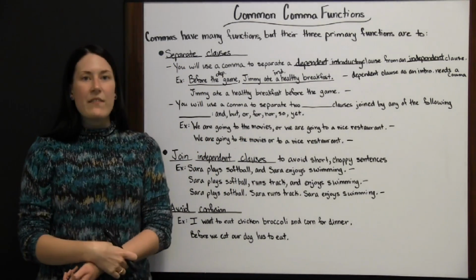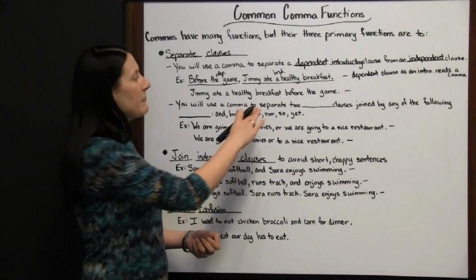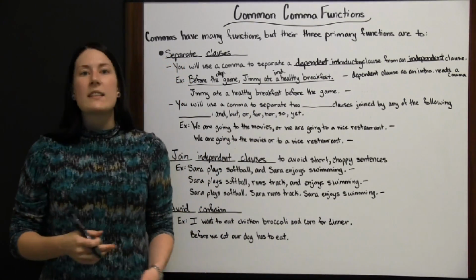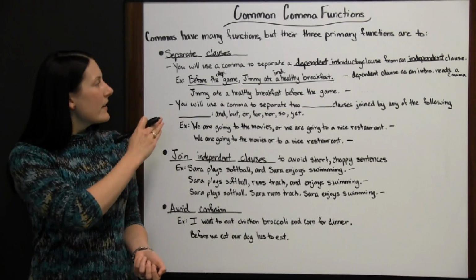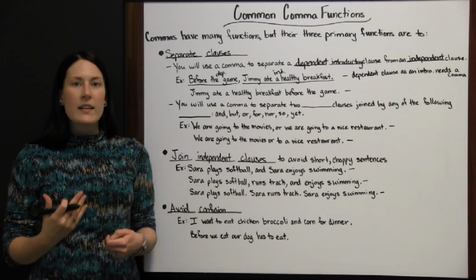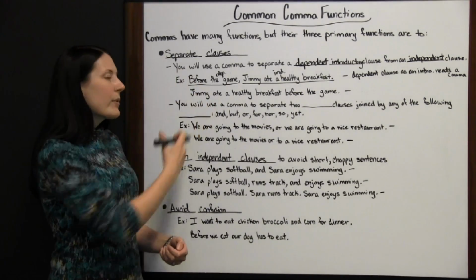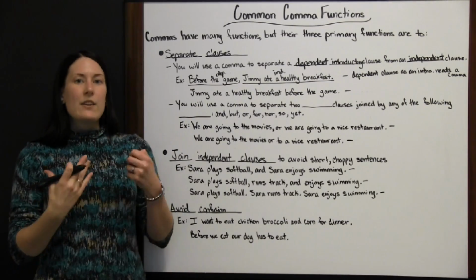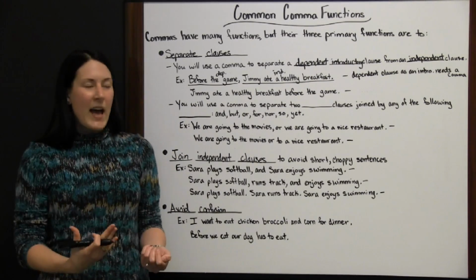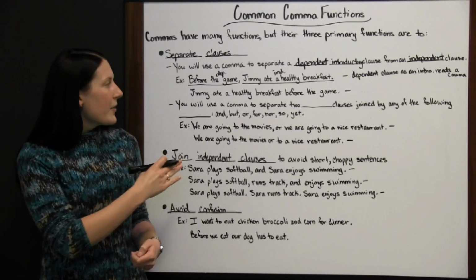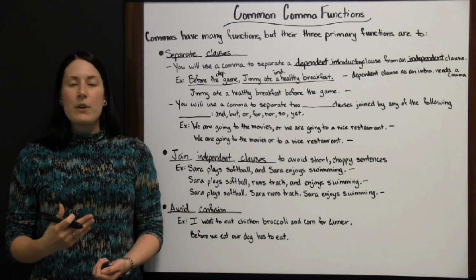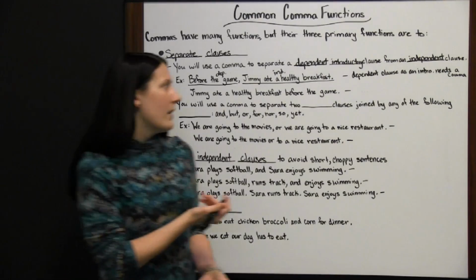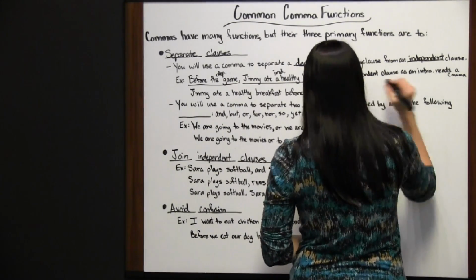Now, let's look at if we kind of switch the order of the sentence up. Jimmy ate a healthy breakfast before the game. When we put before the game at the end of the sentence, we don't need to have that comma anymore. We only needed the comma whenever we wanted to pause to let people know that before the game was separate and to realize the action was happening after that. So Jimmy ate a healthy breakfast before the game. Here, we didn't actually have to put a comma because the independent clause came first.